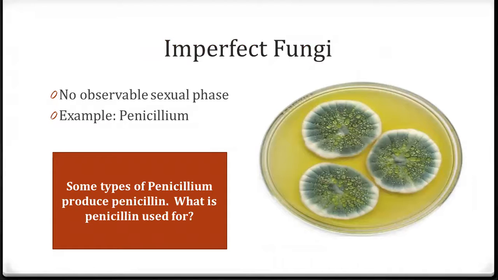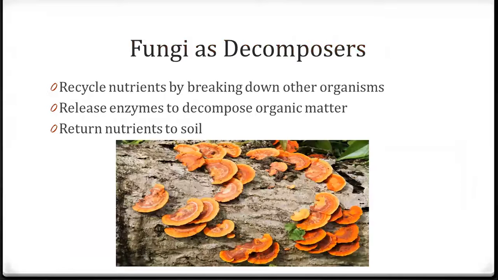Imperfect fungi have no observable sexual phase. For example, penicillin. And this is the penicillin that produces our medicine. So it's used in a beneficial way. Fungi can also be decomposers. They recycle nutrients by breaking down other organisms. They release enzymes to decompose organic matter and return nutrients back to the soil.